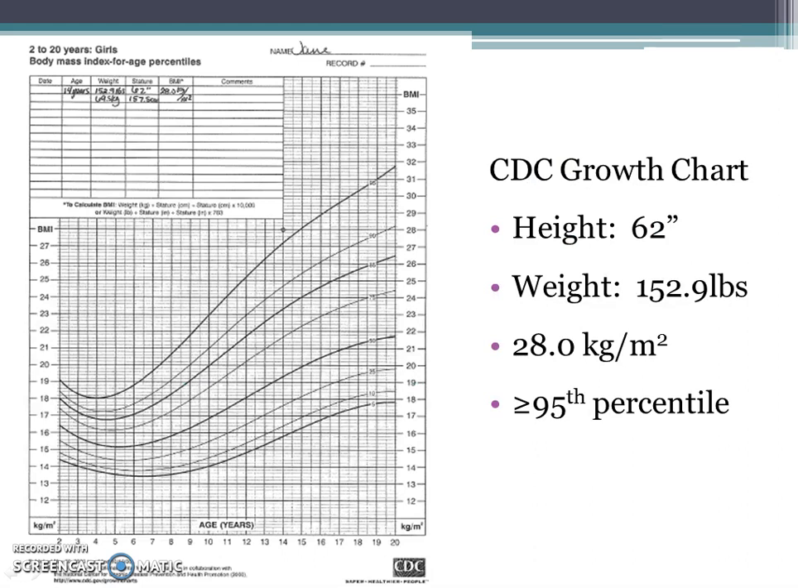When plotting on the CDC growth charts, especially to determine weight category in adolescents, you must know their height and weight. Jane is 62 inches or 5'2" and 152.9 pounds. And we use these numbers to calculate BMI, which is a measurement of height versus weight, and it allows you to plot where Jane falls among this graph. As you can see indicated by my dot in the picture, Jane's current BMI places her above the 95th percentile, or obese for her age.